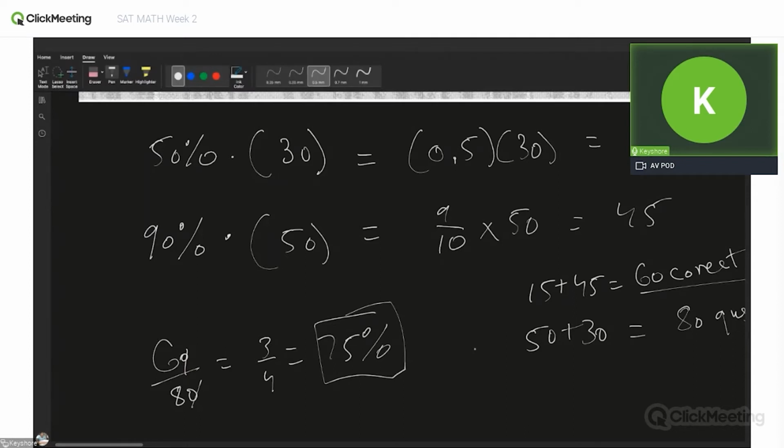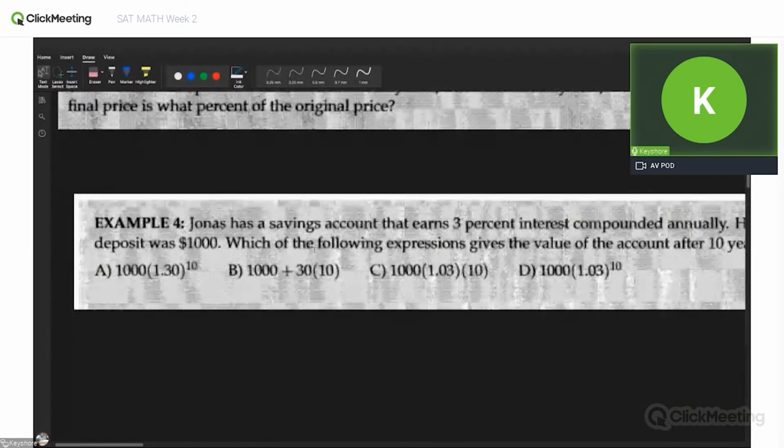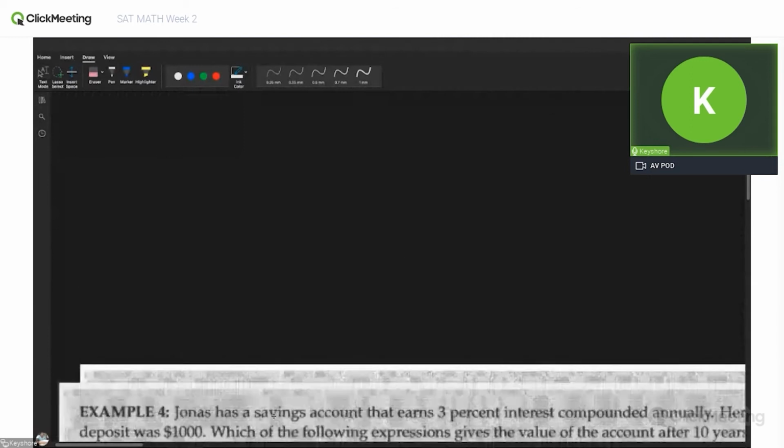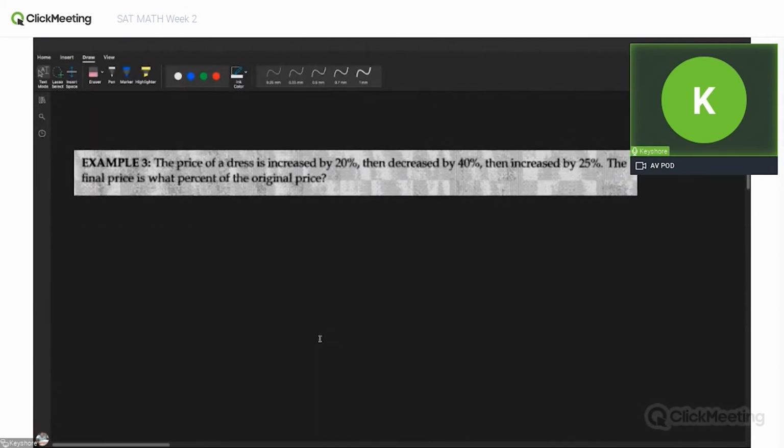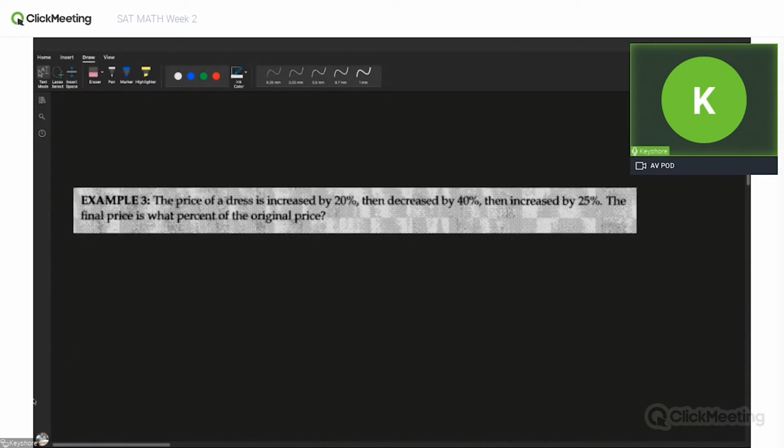Does that make sense? So another example. The spacing is whack on whatever I've done, I'm gonna have to move it every time. Sorry about it. All right, so for this question, the price of a dress is increased by 20%, and then decreased by 40%, then increased again by 25%. The final price is what percent of the original price? For this one, go ahead and use P as your original price. I'll give you guys a few minutes and then we'll go over the solutions.